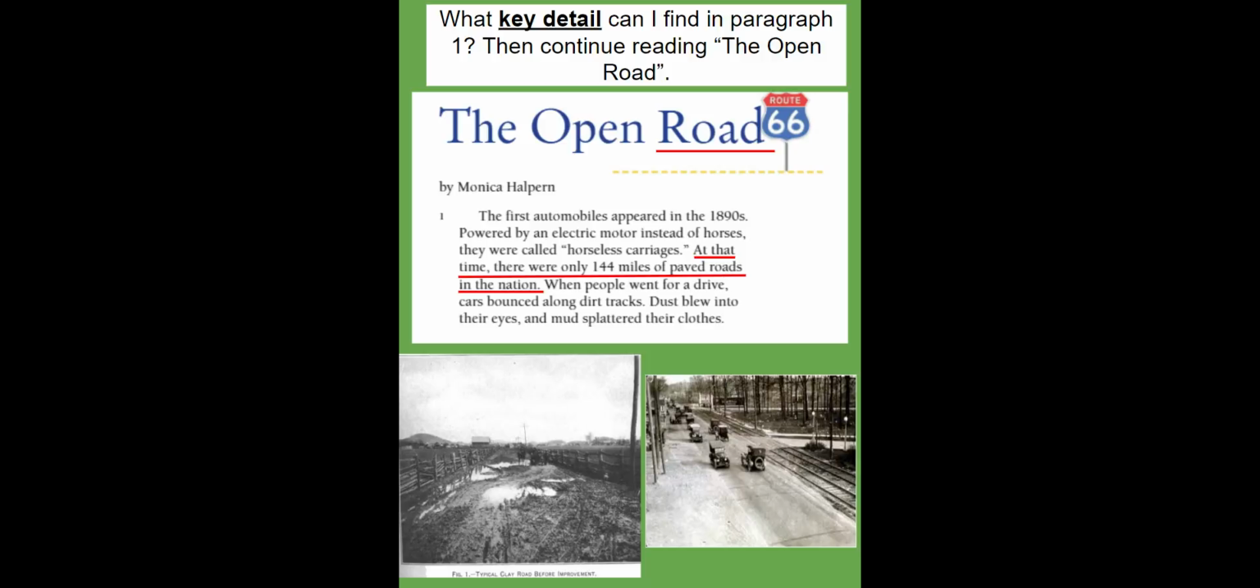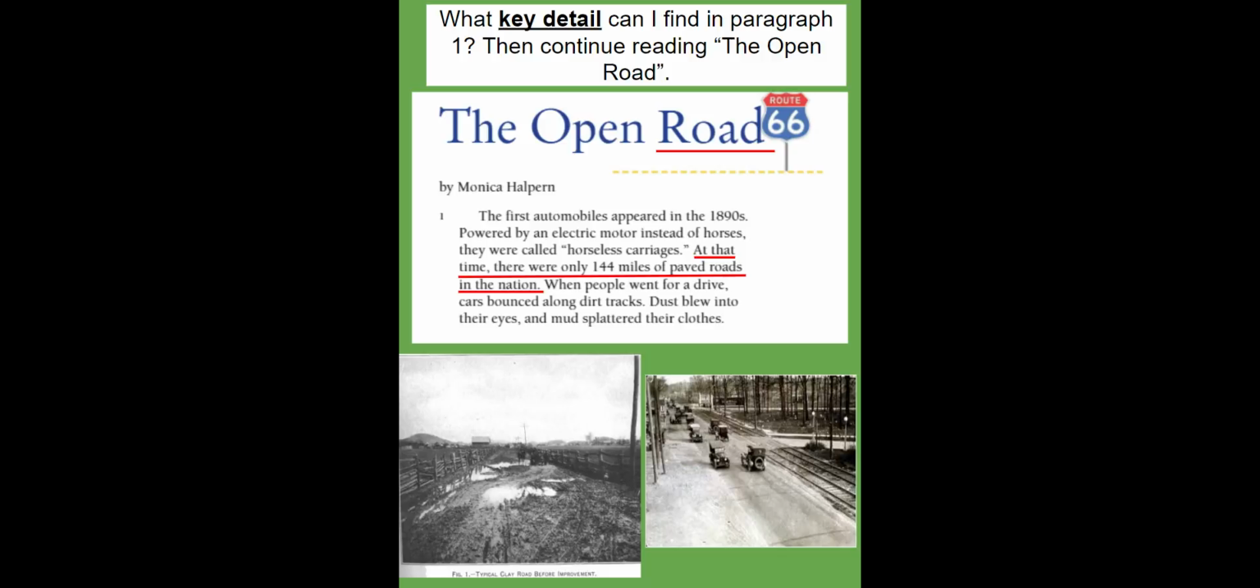The title of our story is The Open Road. Notice that I already annotated the word road because it's going to give me clues to figure out what key details I'm looking for and also my main idea. My author is Monica Halpern. Paragraph 1. The first automobiles appeared in the 1890s.